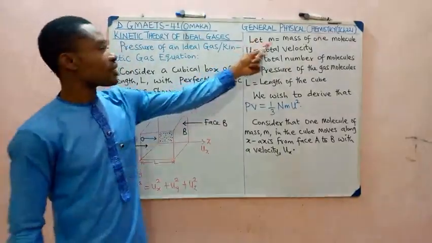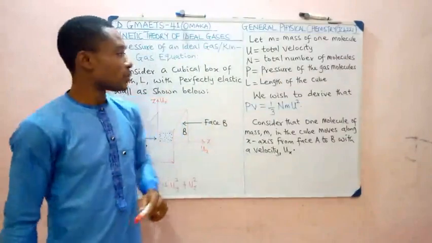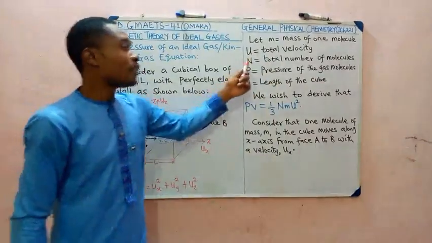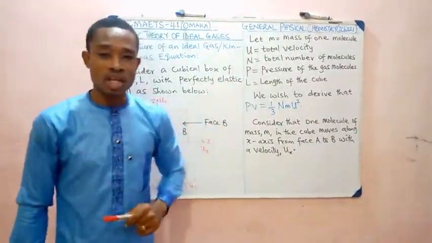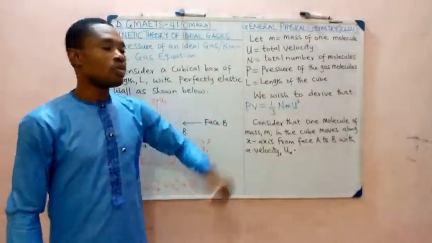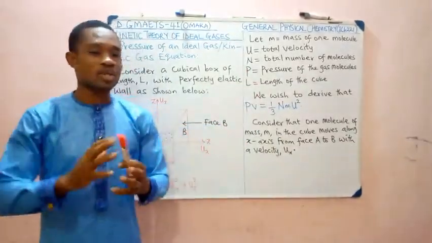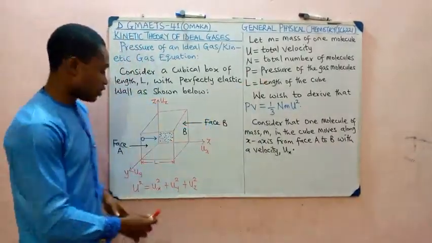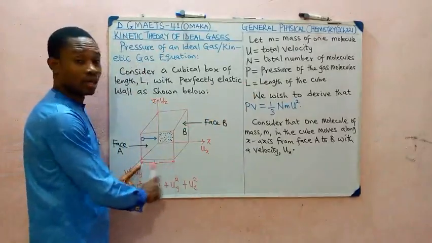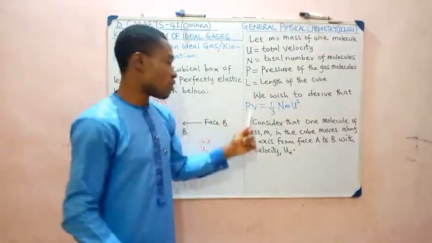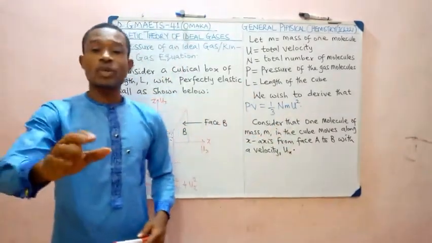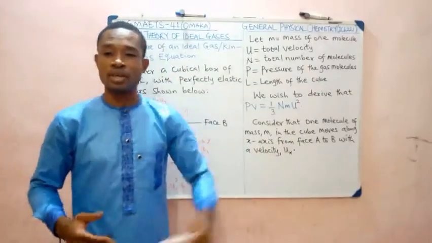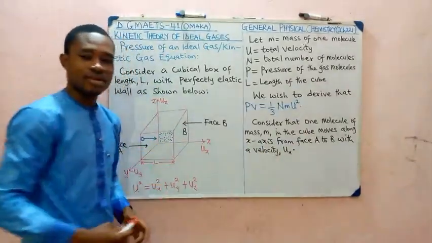Okay. Let us take small letter m to be the mass of one molecule. U will be total velocity here, that's the resultant velocity. Capital letter N will represent the total number of molecules in our derivation. P will represent the pressure of the gas molecules as the total pressure, which is what we want to derive. We're going to take L to be the length of the cube, from phase A to phase B. The length is L. And I wish to derive this formula. So to start with, we're going to consider a molecule, like I stated, moving from phase A to phase B along the x-axis. Is that okay?